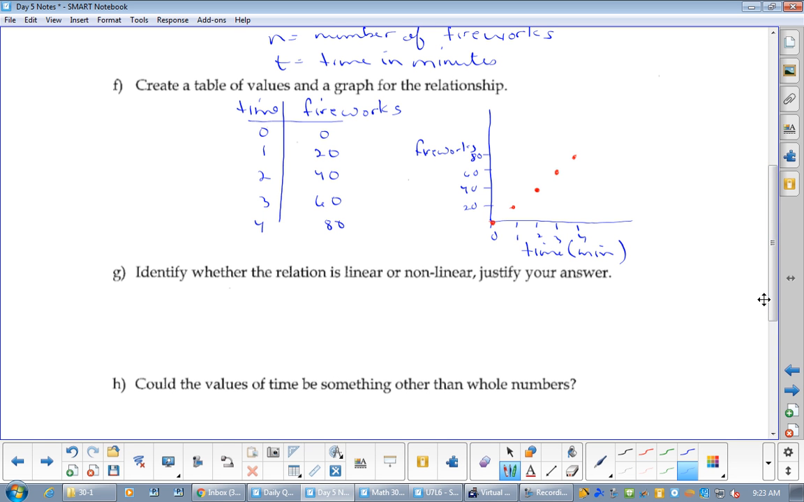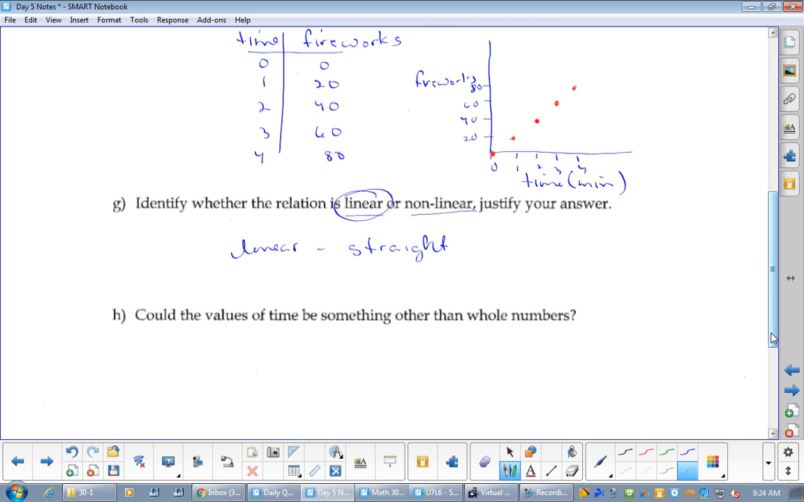Now, to see if it is linear or nonlinear, which one? It is linear. And why is it linear? Because it's straight. Now, could the values of time be something other than whole numbers?